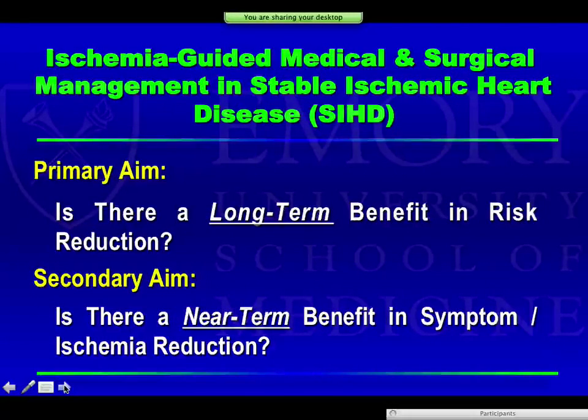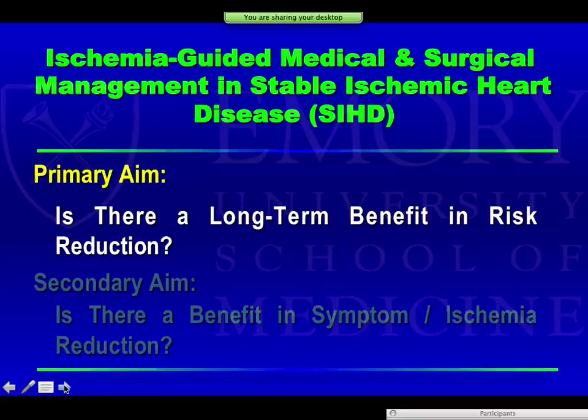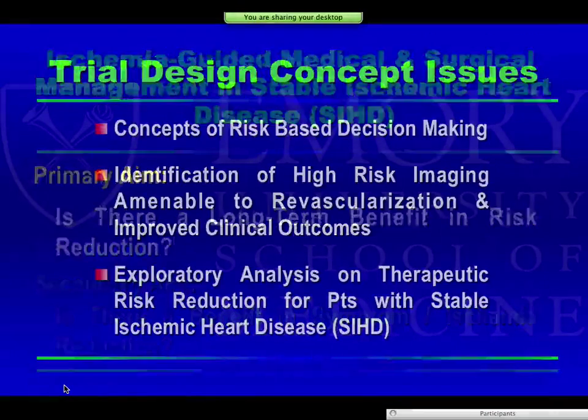So Emory has had a long-standing history of working in the area of stable ischemic heart disease, and I'm going to, from here on, call it SIHD. If you look at the available evidence in the clinical trials, there have been two foci, a primary aim and a secondary aim. The primary aims have looked at long-term benefit in terms of risk reduction. Secondary aims have looked at softer endpoints in terms of symptom or ischemia reduction, and we're going to talk about each of those in sequential fashion in terms of what we've learned from the available evidence on surgical versus medical management in stable ischemic heart disease.